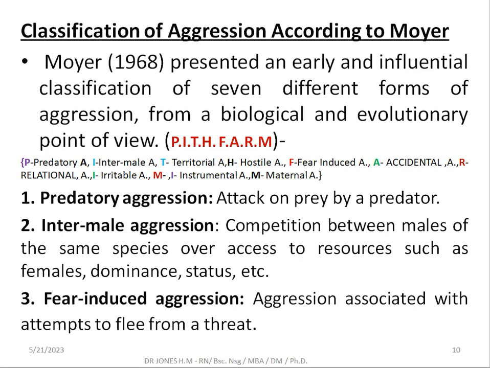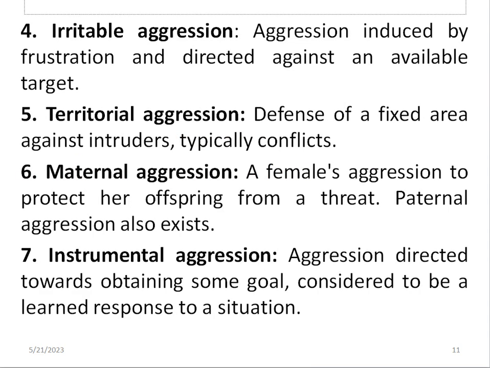Now, according to Moyer's classification, we have predatory aggression, which is an attack by a predator on a prey. So that is the aggression which a predator shows when they're about to attack a prey. Then intermale aggression, which is the competition between males of the same species over access to resources such as females, dominance, or status. Then there's fear-induced aggression. This is aggression that is associated with attempts to flee from a threat.